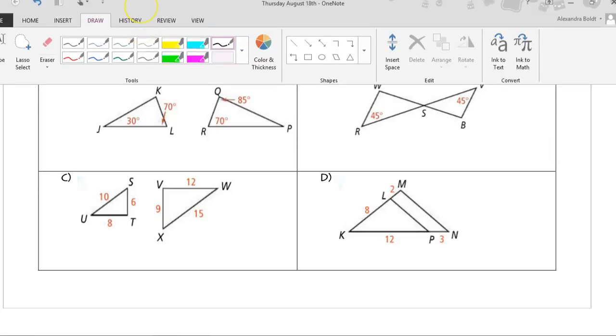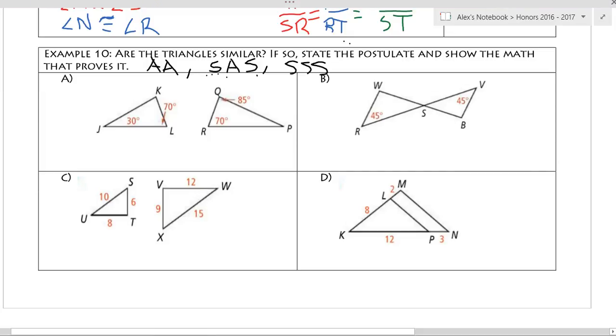So looking at A, I know a lot about angles. I don't know anything about sides. Right? So I'm pretty much going to cross off. I know I'm probably not going to use side, angle, side, or side, side, side. I'm really going to look for angle, angle. So sometimes making those decisions early will help, right?